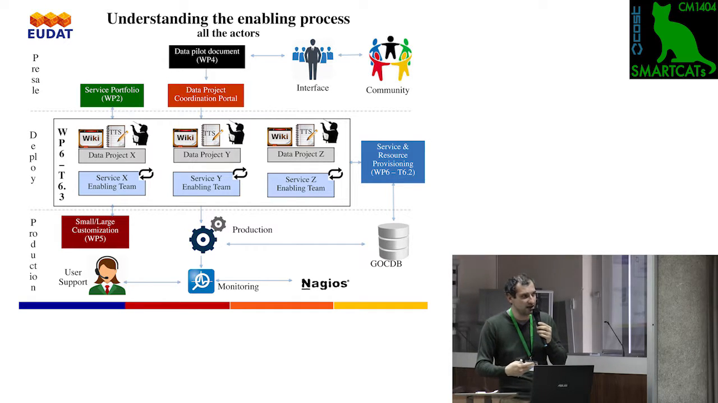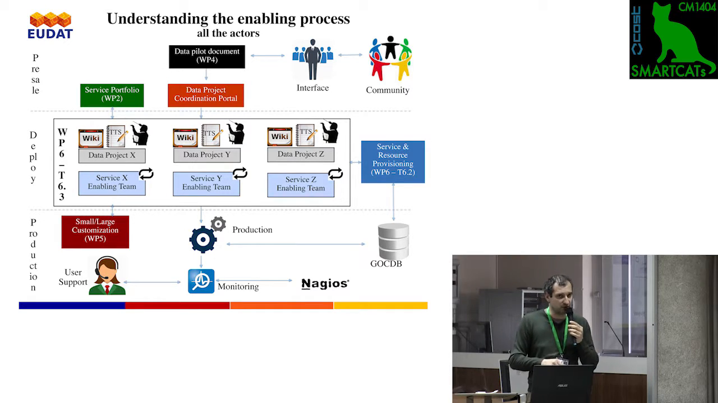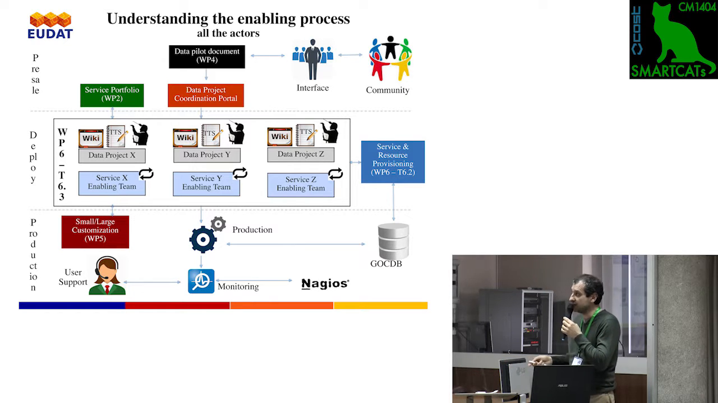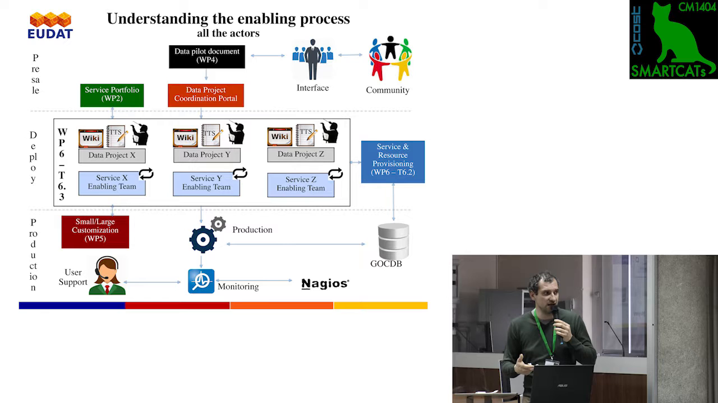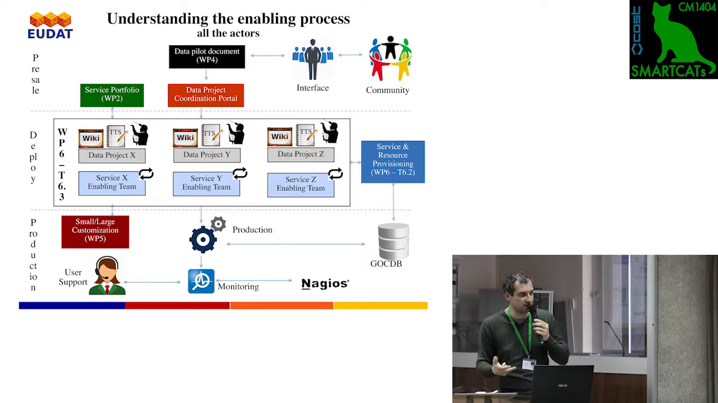And so this is why in EUDAT it's very important that people, both from the community and EUDAT, work together in order to create the right technical solution for your requirement. And so in this case, this is why it is so important to understand the enabling process. And so the core of the enabling is, of course, the deploy phase. So we start with a pre-sale phase where the community, by an interface, interacts with some work package in order to define the project. So what you need, what you want to do, and so on.